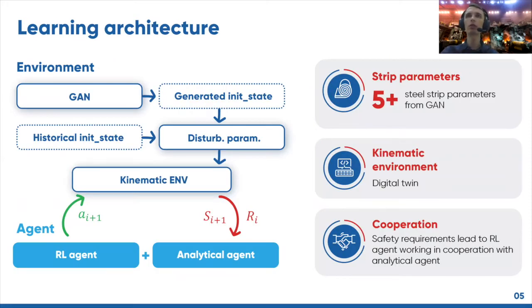Let's talk shortly about the learning architecture of our solution. We have our environment, which is generating states and rewards of our unit, and a reinforcement learning agent plus an analytical agent are working together to produce an action. In our case, the action is the speed of the second transport unit. My colleagues will tell you about this process in more detail.